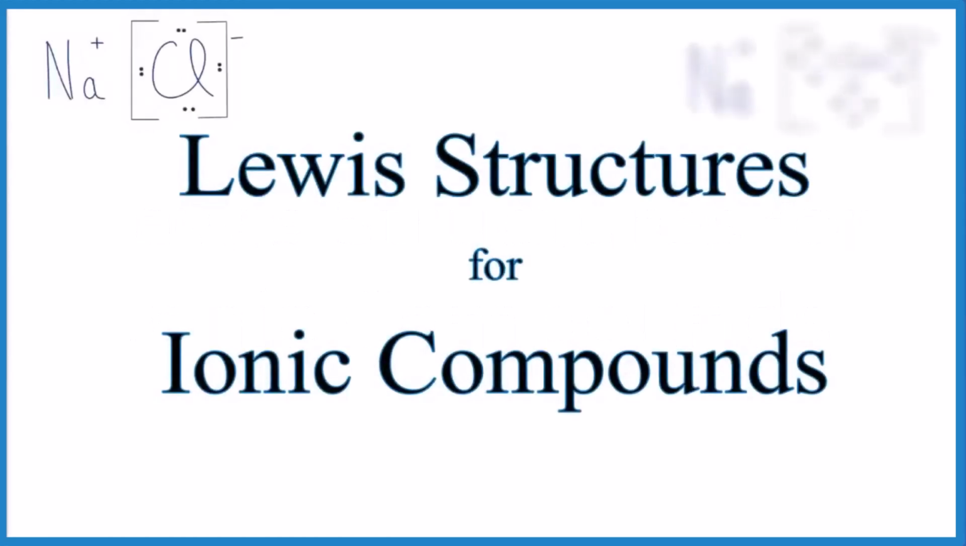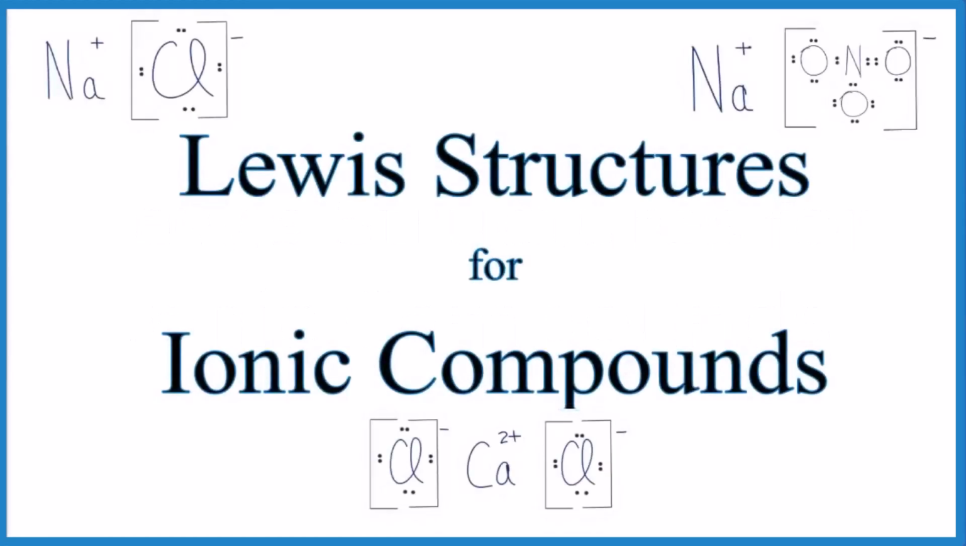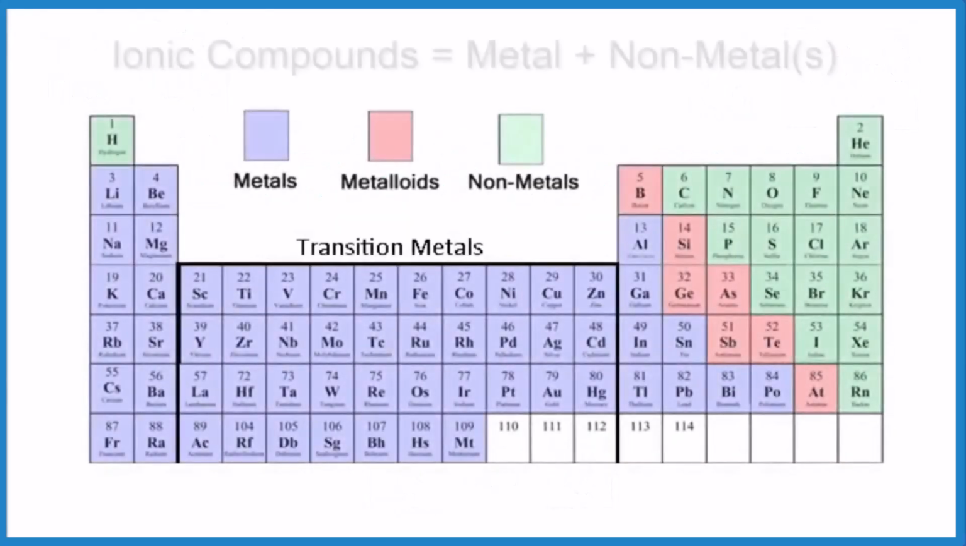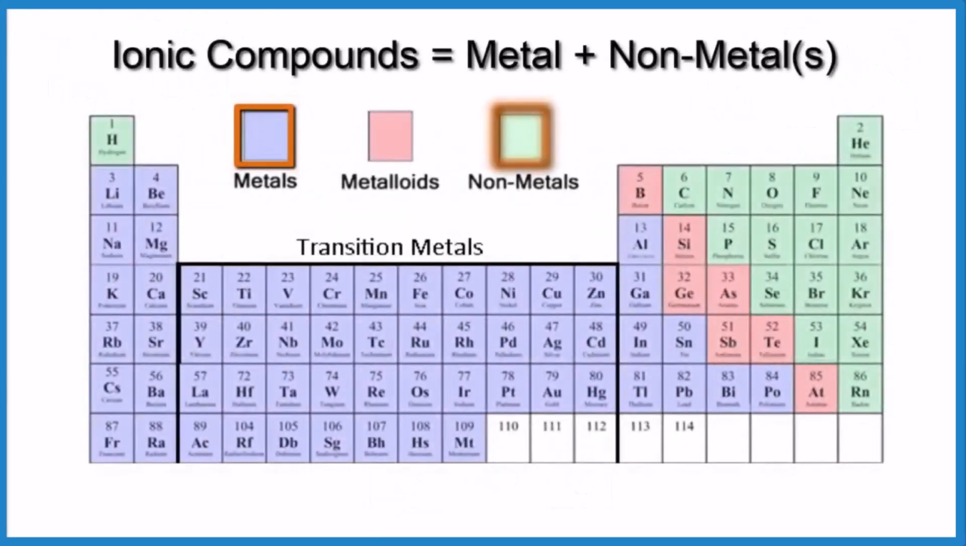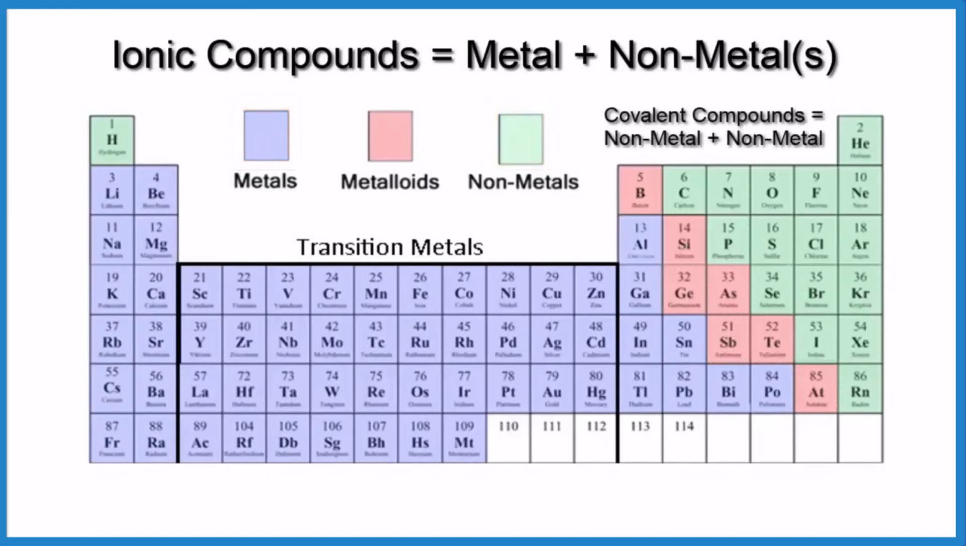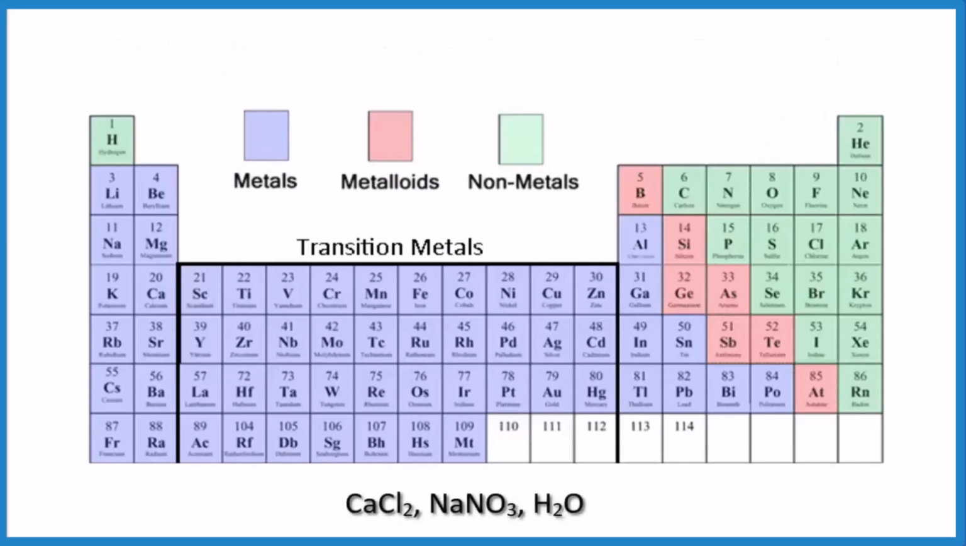In this video, we'll learn to draw Lewis dot structures for ionic compounds. Ionic compounds are made up of a metal and a nonmetal, or a metal and a group of nonmetals. So use the color-coded periodic table here to identify which of these three are ionic compounds. And be careful, because hydrogen is a nonmetal, even though it's grouped on the metal side of the periodic table.